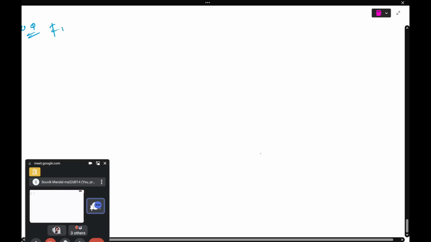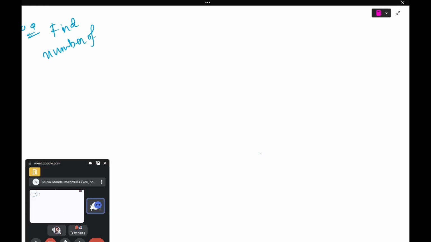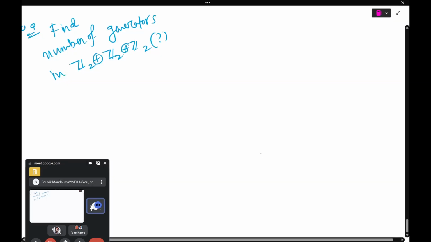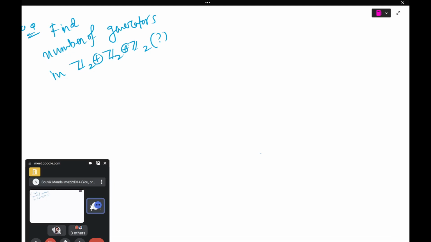So, the question is: find the number of generators in the group Z2 direct product Z2 direct product Z2. Please tell how we will do this.